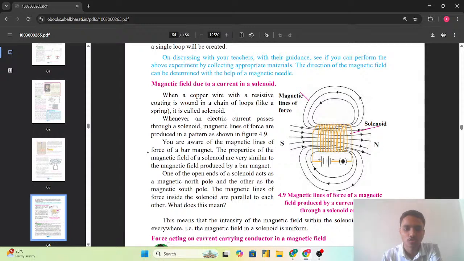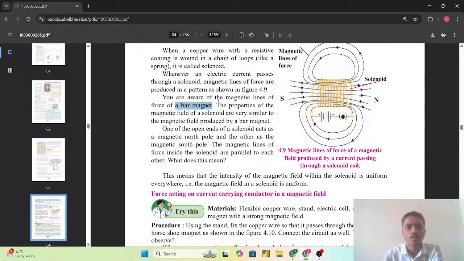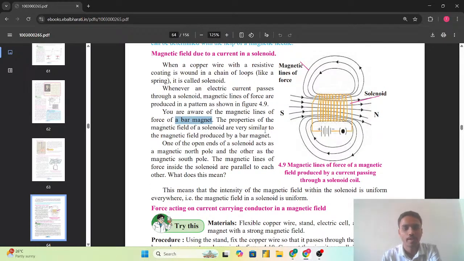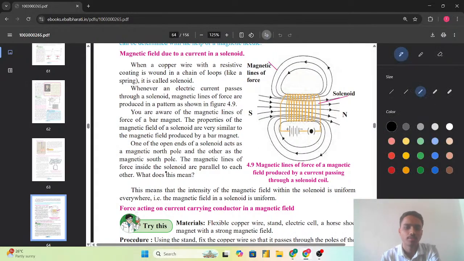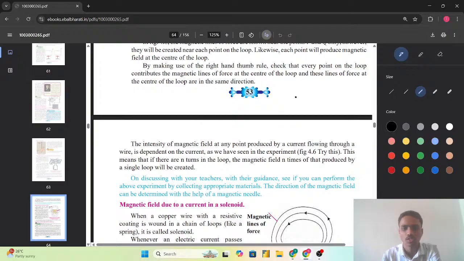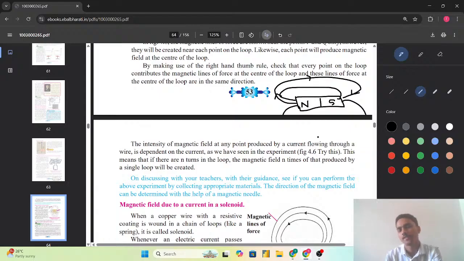You are aware of the magnetic lines of force of a bar magnet, which we studied in class 8. The properties of the magnetic field of a solenoid are very similar to the magnetic field produced by a bar magnet. Suppose here is the bar magnet with north and south poles. The magnetic lines of force are generated like this, and this shows their direction.